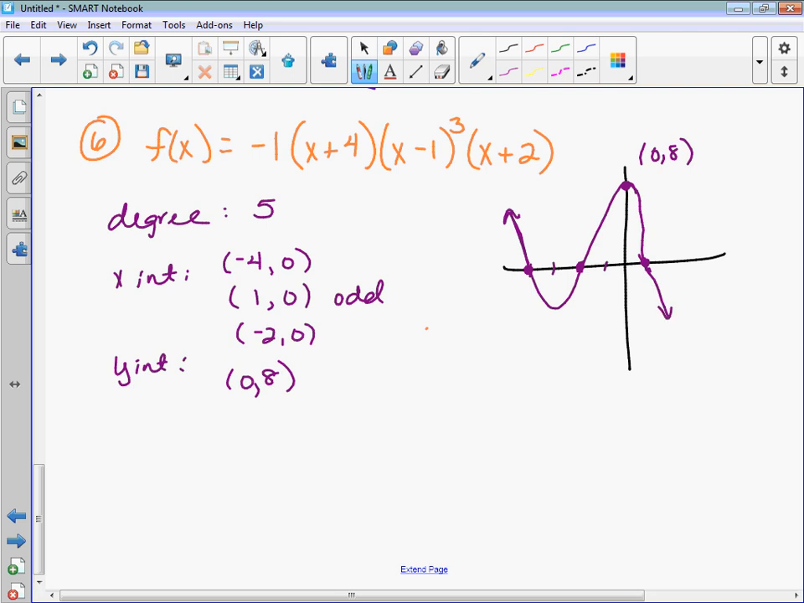I don't know why, but coming from the left, I think the inflection is so much harder to draw. There we go. A little better.